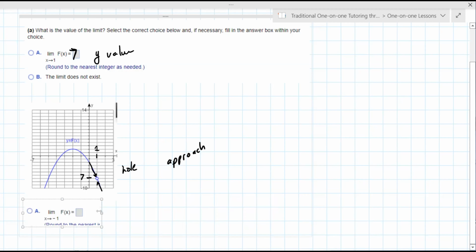Okay, so for limit as x approaches -1, you look at where -1 is, and you go to that point, and then you approach it from the left and from the right, and what you hope is that it approaches the same value. And it does. In this case, it approaches positive 1, and it's a y value. It's the y value of the graph.